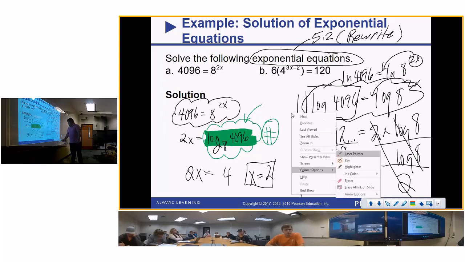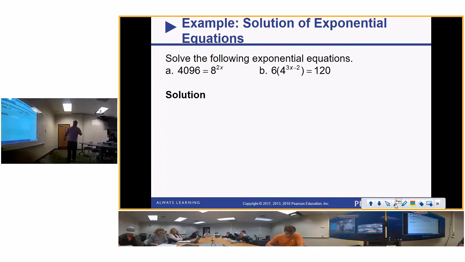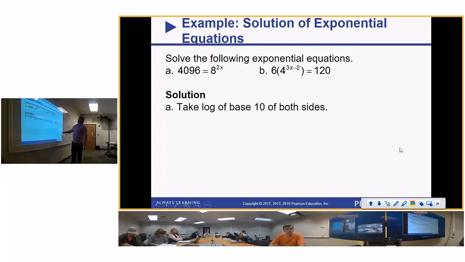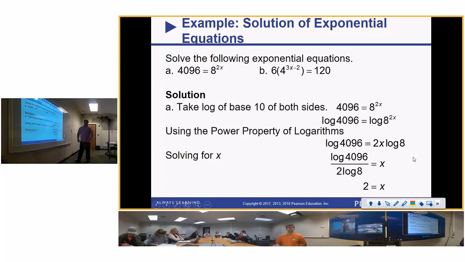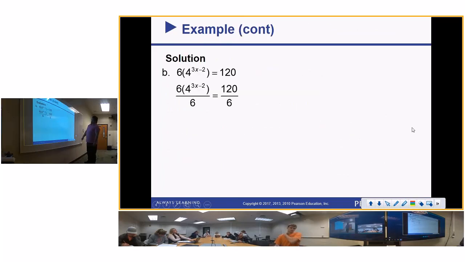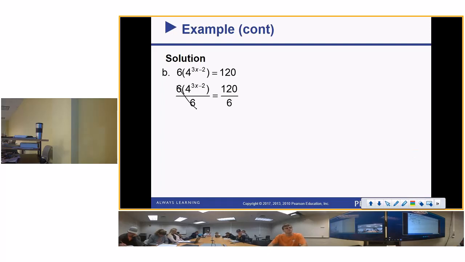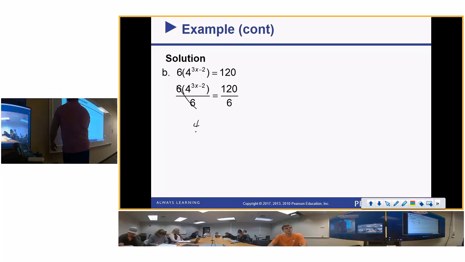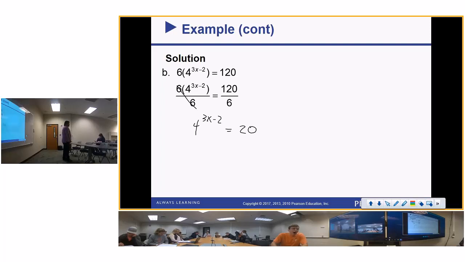I'm going to erase this board. There we go. Now with this one, it's not going to be so simple to do, and let's see what they did on the first one. I'm just going to show you what they did on the first one. They took the log of both sides. And there you get, they got x equal to 2. On the second one, they're going ahead and simplifying and using the definition of a logarithm. So, divide by 6. Divided by 6 is going to be 24 to the 3x minus 2 is equal to 20. Now, finish that with definition of logarithm and also take the log of both sides.